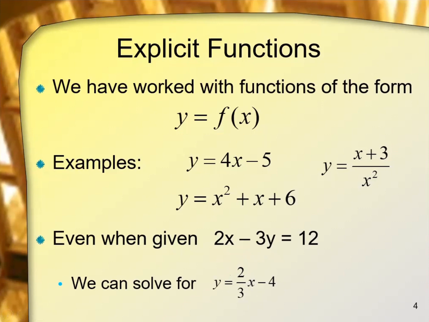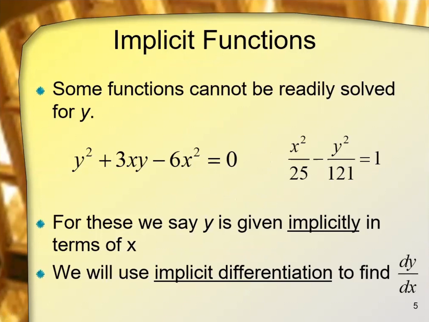So this time, we have here an implicit function. Some functions cannot be readily solved for y. For example, y squared plus 3xy minus 6x squared equals 0. It's very difficult to solve for y. Another is x squared over 25 minus y squared over 121 equals 1. For this, we can say y is given implicitly in terms of x. So we'll use implicit differentiation to solve for dy with respect to dx.